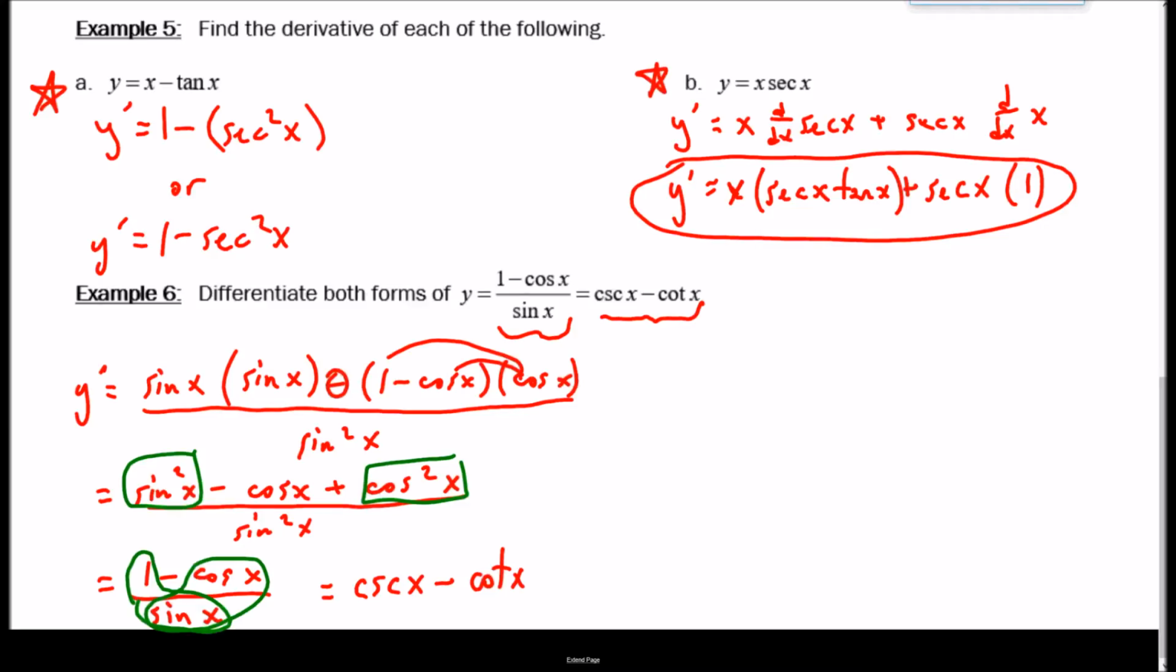Now let's differentiate this second variation of y. So y prime equals the derivative of cosecant x, which is negative cosecant x cotangent x, minus the derivative of cotangent, which is cosecant squared x.